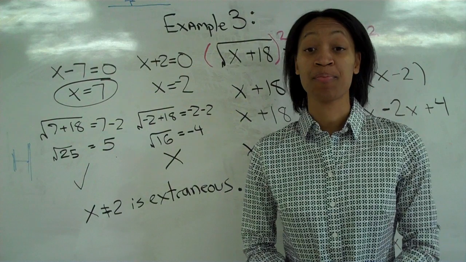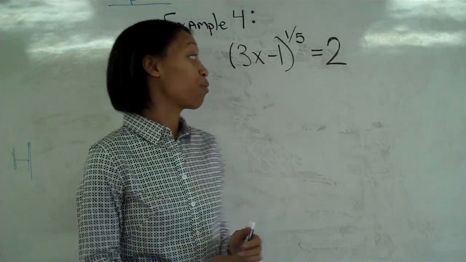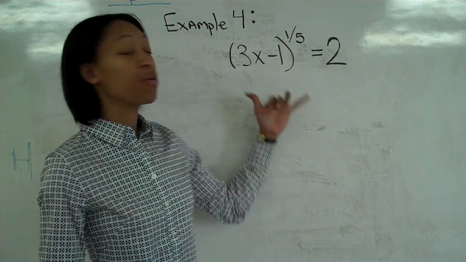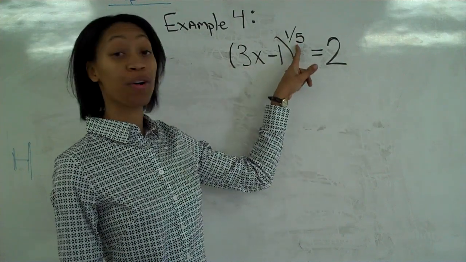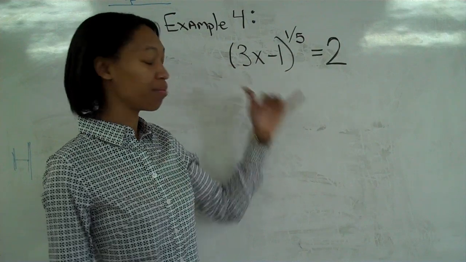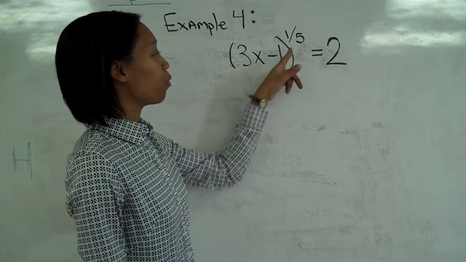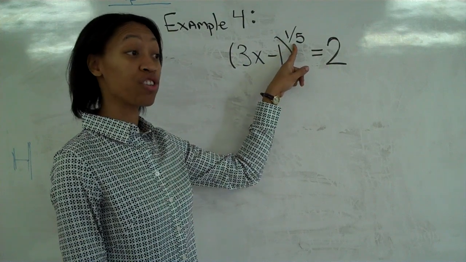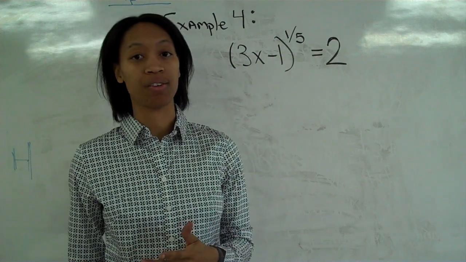All right, great. Let's do another example. Okay, and last example for this particular type. Here we have a polynomial raised to a fractional exponent. So, how can we make that exponent cancel out?